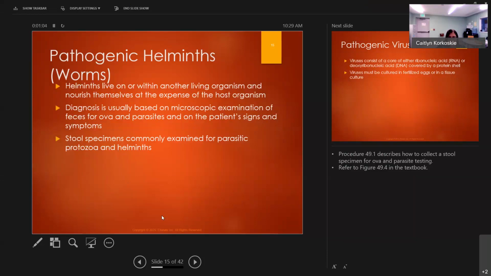So again, we do need to look underneath the microscope so we can identify them. Stool specimens are commonly examined for parasitic protozoa and helminths. So it's looking for those different forms here. Usually the test we would order would be called the ova and parasite test.